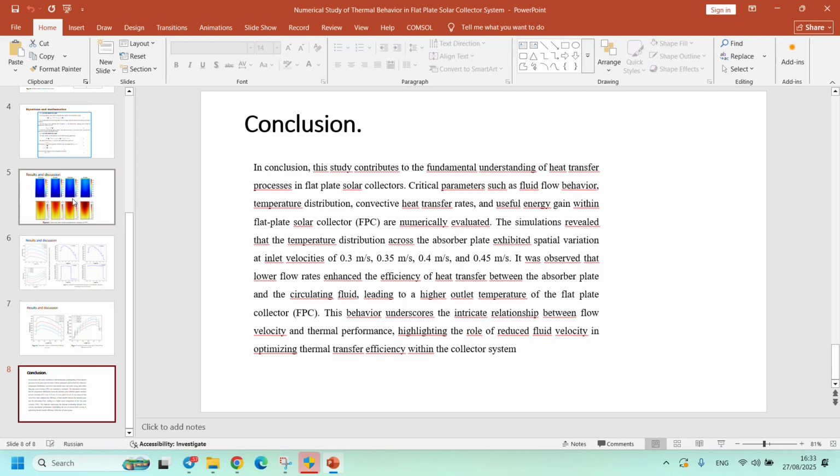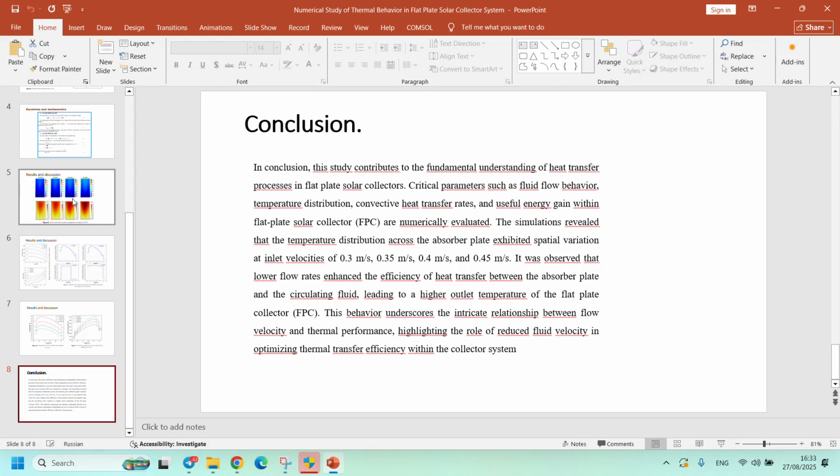The simulation revealed that the temperature distribution across the plate exhibited spatial variation at inlet velocities of 0.3, 0.35, 0.4, and 0.45 meter per second. It was observed that a lower flow rate enhanced the efficiency of the heat transfer between the absorber plate and circulating fluid, leading to a higher outlet temperature of the flat plate solar collector.